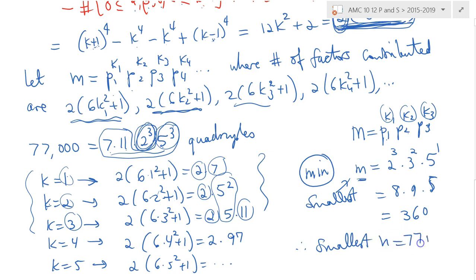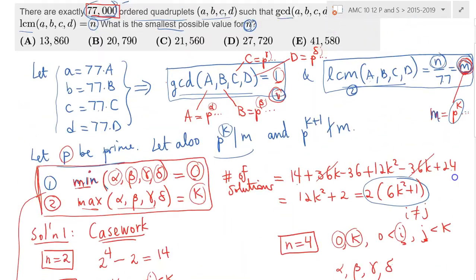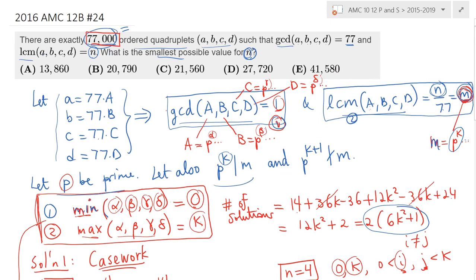And in a similar way, the smallest n is simply 77m, which is equal to 77 times 360. And going back to the choices, 77 times 360 will give me 27,720, and this solves this question. Hope you enjoyed it, and looking forward to seeing you guys in our next lecture.